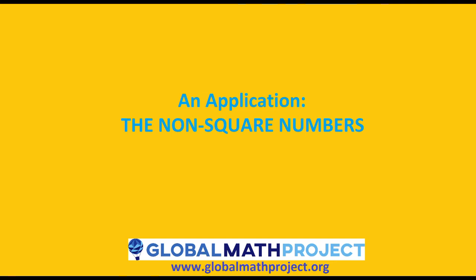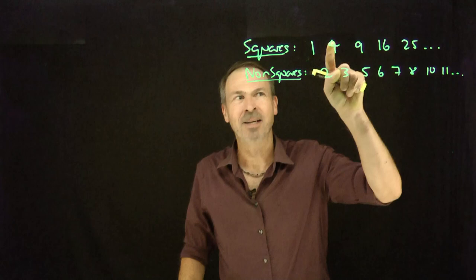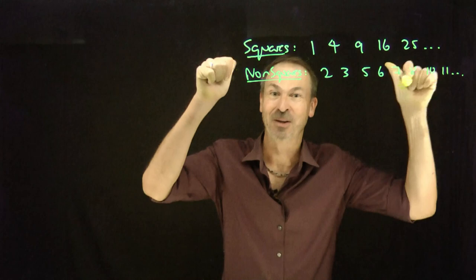Okay, let's put to use what we've been doing so far. Here's the sequence of square numbers, 1, 4, 9, 16, 25, and so on. The first square number is 1 squared, the second square number is 2 squared. In general, the nth square number is n squared. We have a formula for those, good and grand.